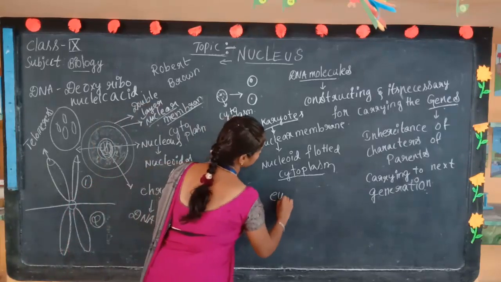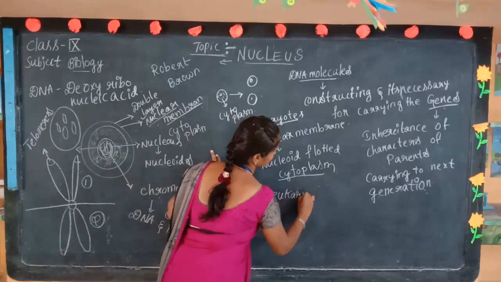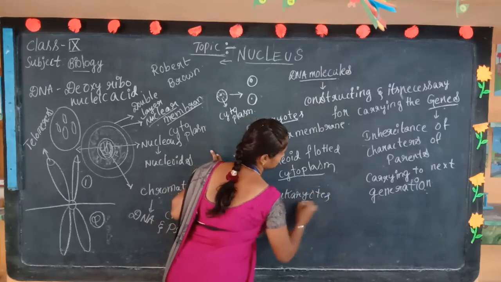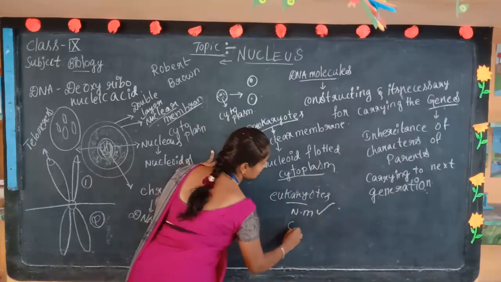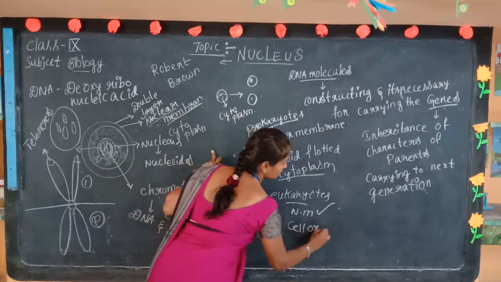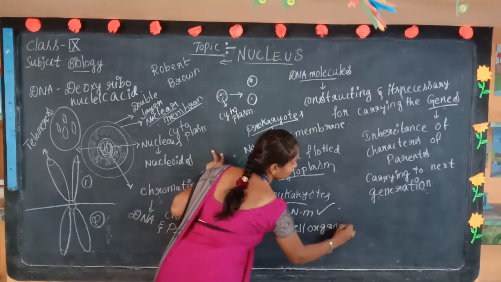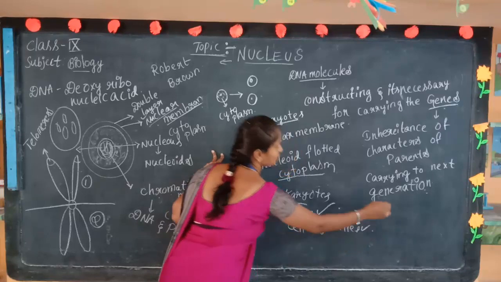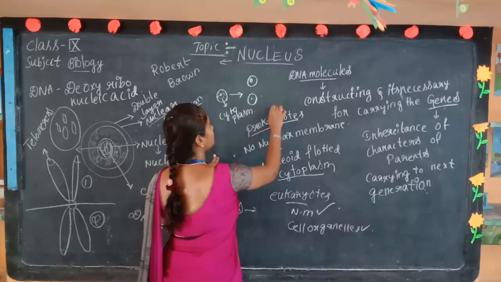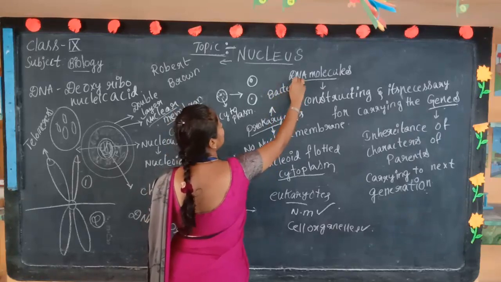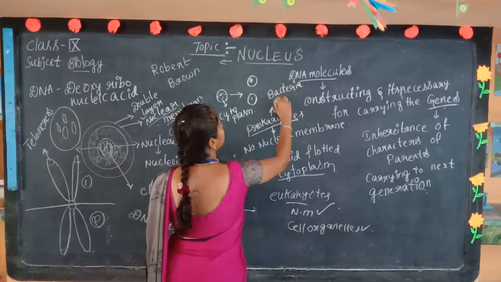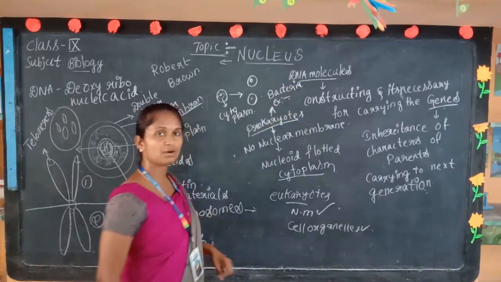And when you go to the eukaryotes, a nuclear membrane will be present. That's why the cell organelles also will be present in the eukaryotes. These prokaryotes are nothing but bacteria. The best example for prokaryotes is bacteria only.